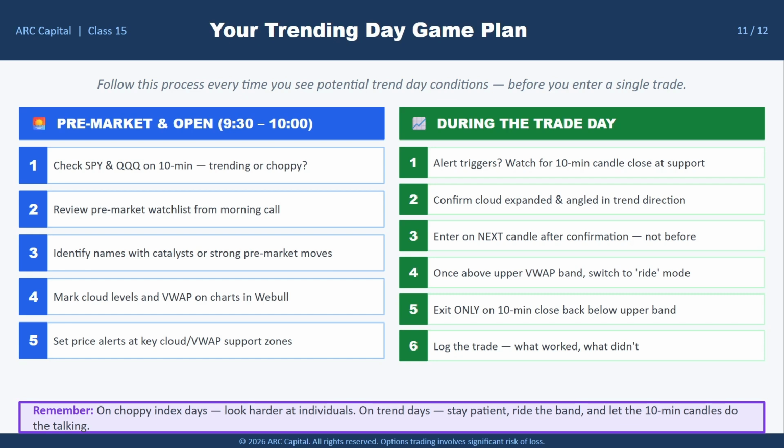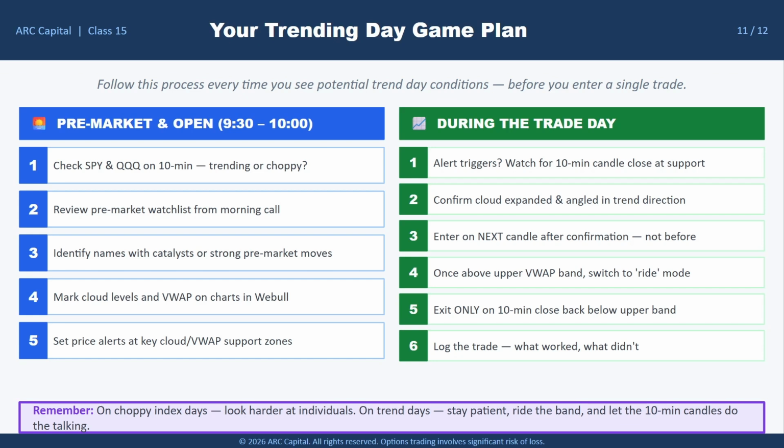Four, mark cloud levels and VWAP on charts in Webull, right? If you're expecting pullbacks to the cloud and you can't see every single stock, having an alert at that cloud is always an easy option to be able to see if it's presenting an opportunity or if it's breaking through the trend. And number five, set price alerts at key cloud slash VWAP support zones. Same idea as what I just said.